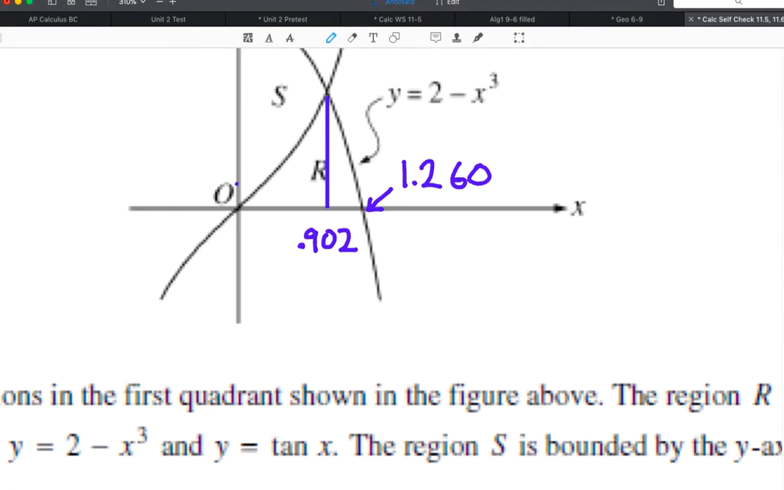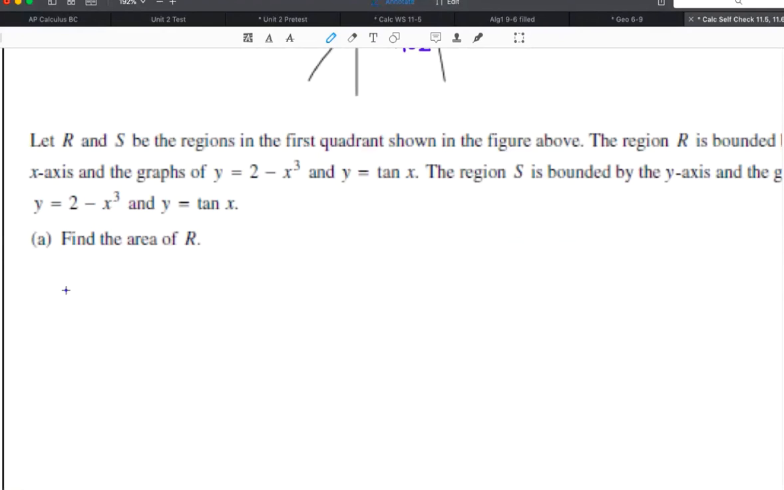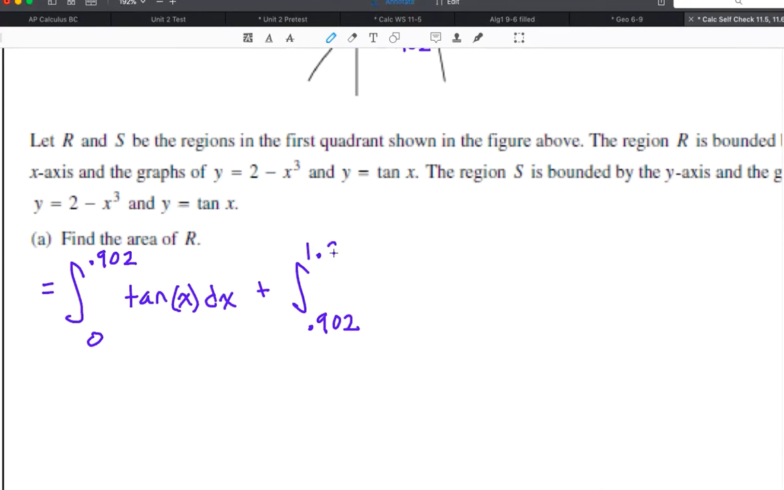I'm going to say bound between here and here for my tangent function, and bounds between here and here for my cubic function. So write it out. This is going to be equal to the integral between 0 and 0.902 of tangent of x dx. And then I'm going to add that to the integral between 0.902 and 1.260 of that cubic function, 2 minus x to the power of 3, multiplied by dx.